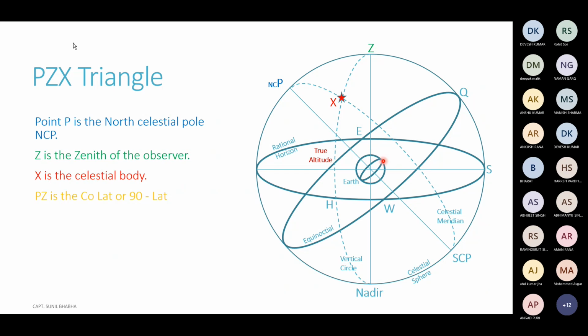Now, the equator is projected onto the celestial sphere as the equinoctial. You see this Q point is represented here.